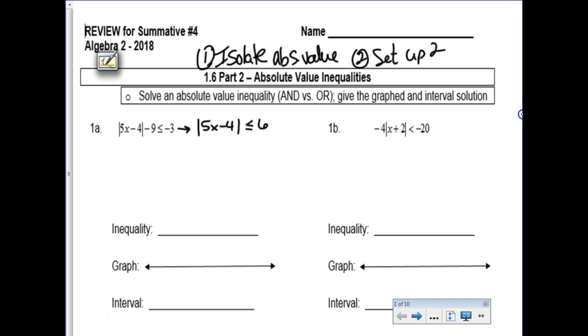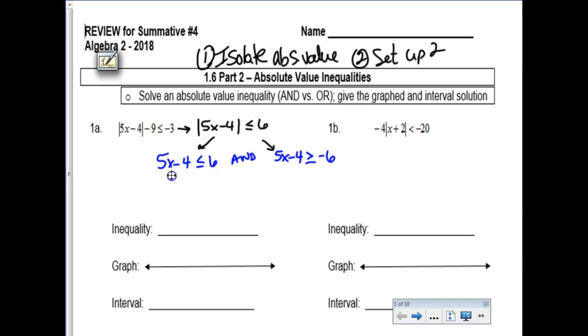So when you go to set up your two problems, the first one's easy, you just take off the bars. So 5x minus 4 is less than or equal to 6. Write down the word and. The second problem, a couple things change. It's still 5x minus 4, but now you're going to reverse the sign, and then you're going to negate the answer.